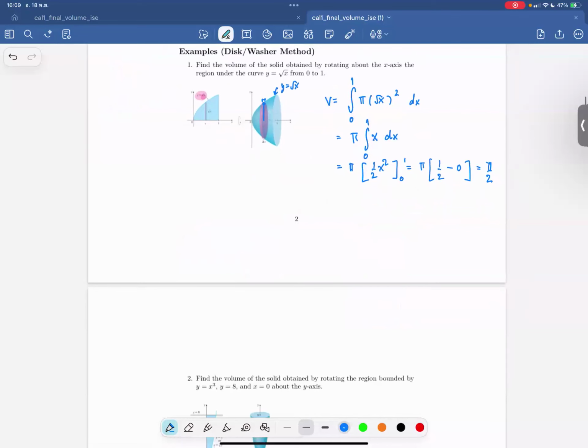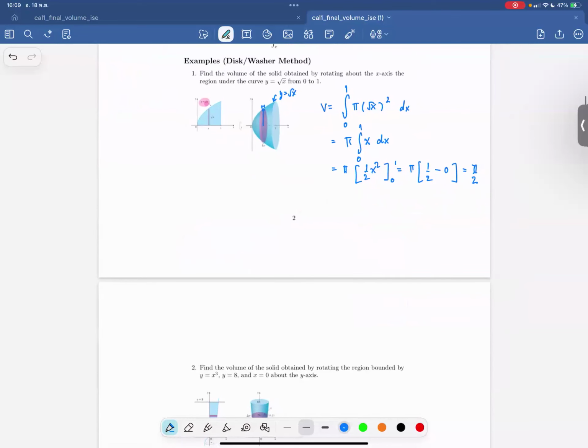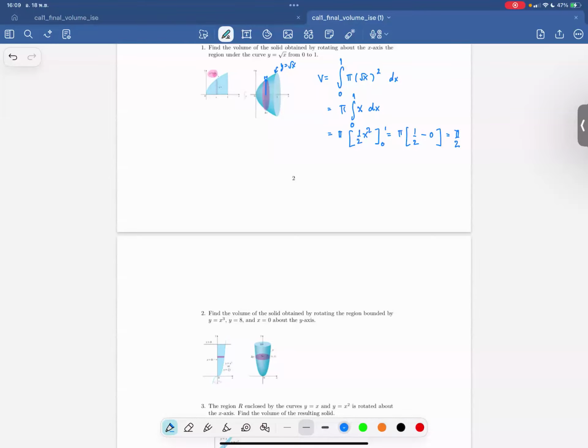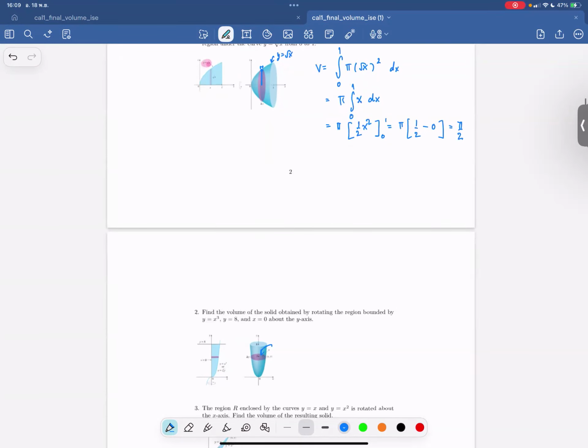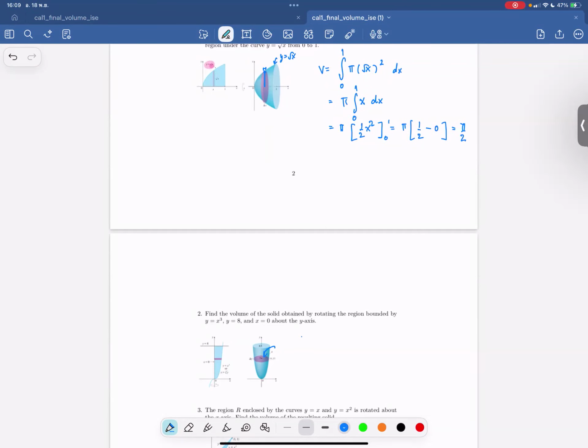For the next one, we try to rotate about the y-axis. So this looks like the area with the pink end, but it's still a circle. So we just remind ourselves to do the integral over the y variable like this, and then we try to put pi and then find the function of the radius in terms of y.